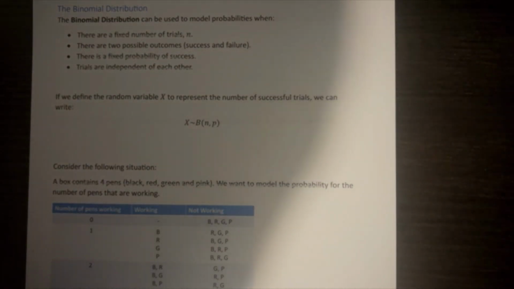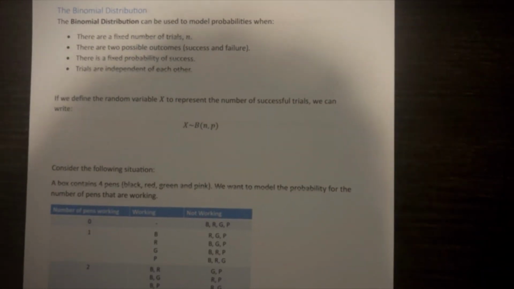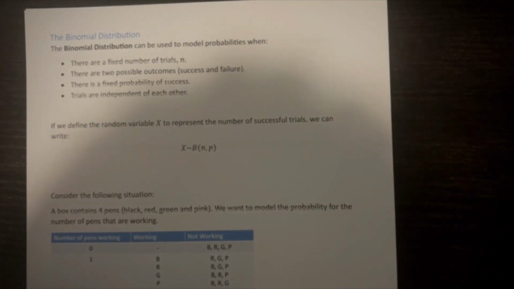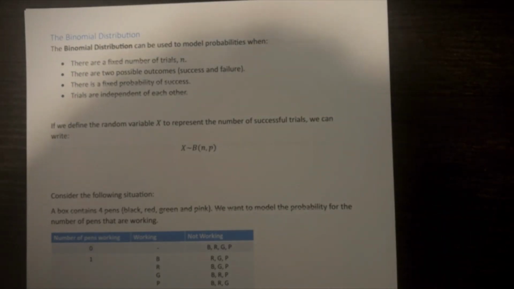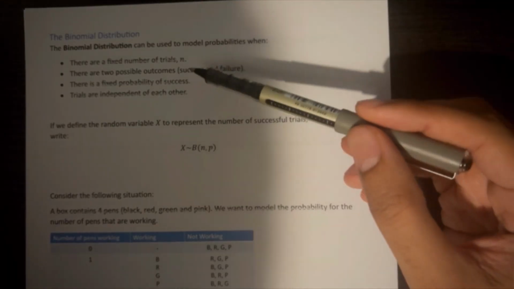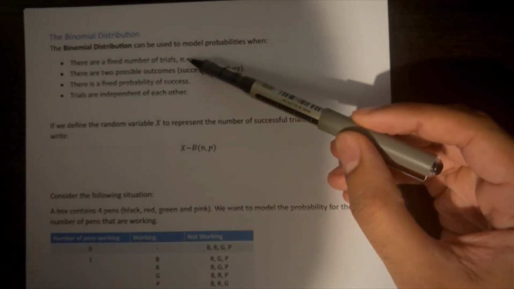In this video we are going to look at the binomial distribution. The binomial distribution is something we can use to model and find probabilities in certain situations. We can use the binomial distribution when there are a fixed number of trials.